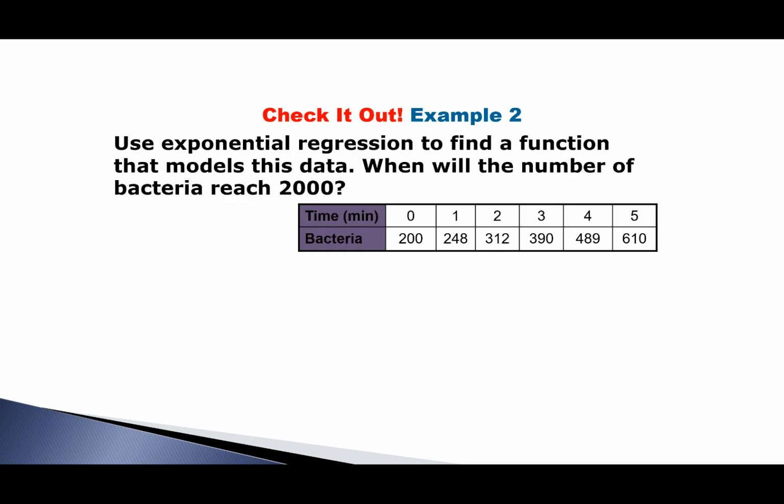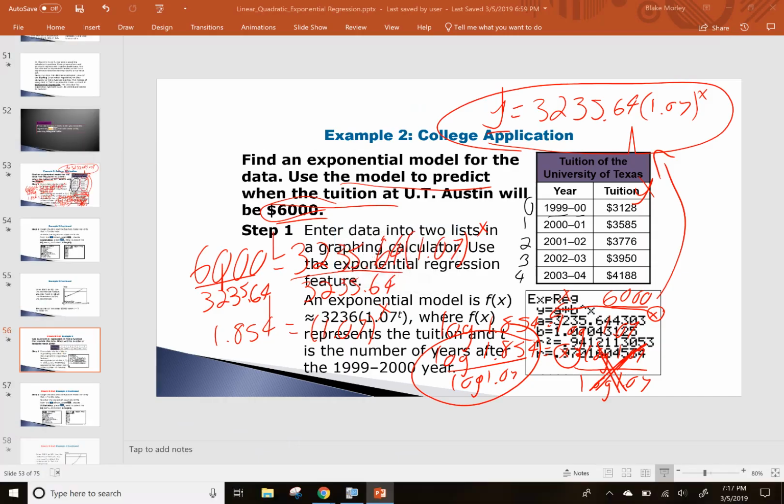All right, so use the exponential regression to find the function that models this data. When will the number of bacteria reach 2,000? So it's very similar to the last problem. It gives us our x values of time and our y values of bacteria. So we're going to type this into our calculator.